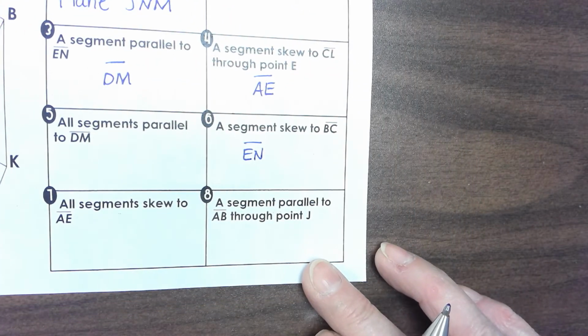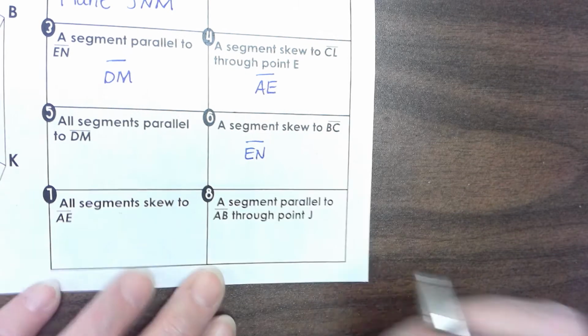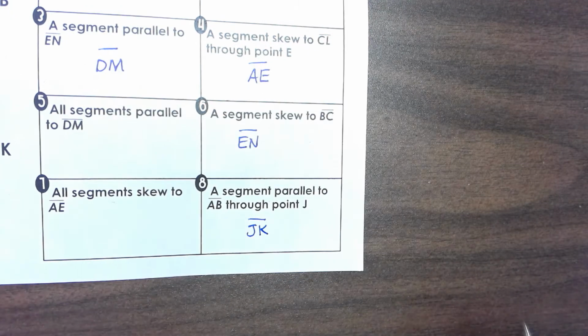A segment parallel to AB through point J. And that would have to be JK. No pun intended.